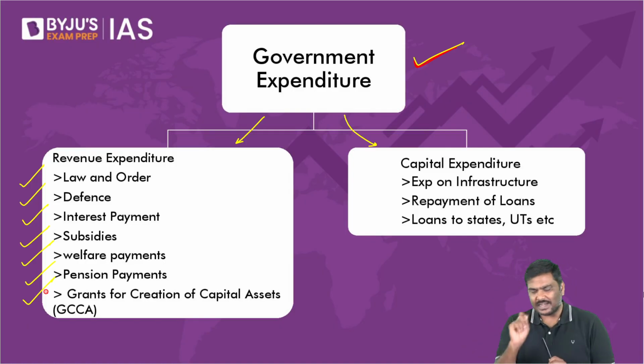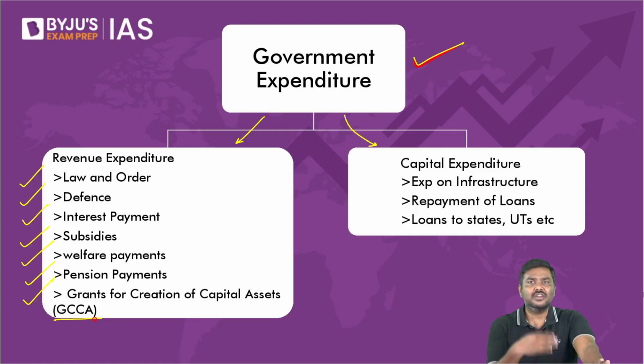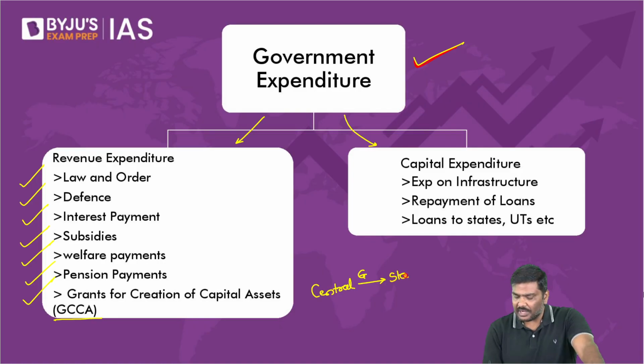Slightly tricky, please understand this carefully. Let me be focused on the last component, grants for creation of capital asset. Now what do you mean by grants for creation of capital asset? Please understand this. Central government will provide the money, that is a grant, to the state government. State government will use this to construct infrastructure. Listen very carefully. Central government has given money, that is a grant, to the state government. State government will construct infrastructure.